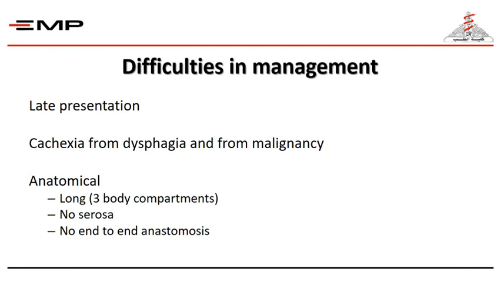Also, we have difficulties in management because of the anatomy of the esophagus, as discussed before: being long, passing through three different compartments, neck, chest, and abdomen, and being devoid of serosa. One peculiar thing here is that we don't have end-to-end anastomosis in the esophagus as compared to the small intestine or large intestine.